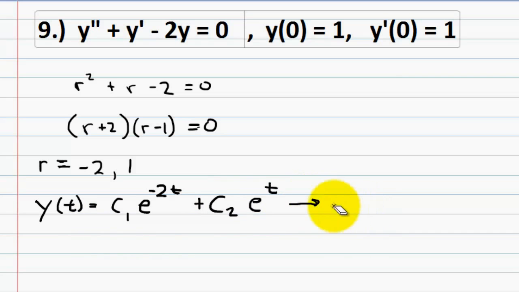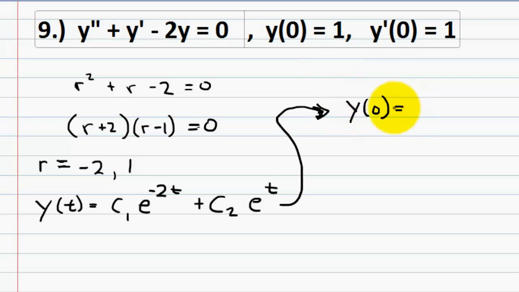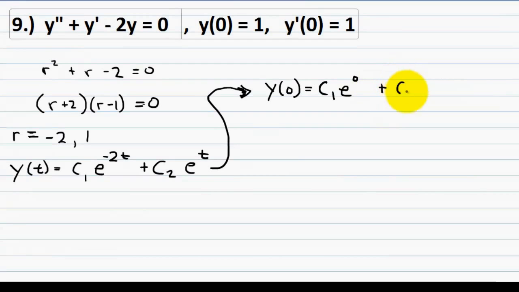So here, we're going to say when t is equal to 0, we're going to put in 0 for the t's. We're going to replace the t's with zeros. So you're going to get c1 e to the 0 plus c2 e to the 0. And then we're going to replace y with 1. So you're going to get 1 is equal to c1 plus c2.